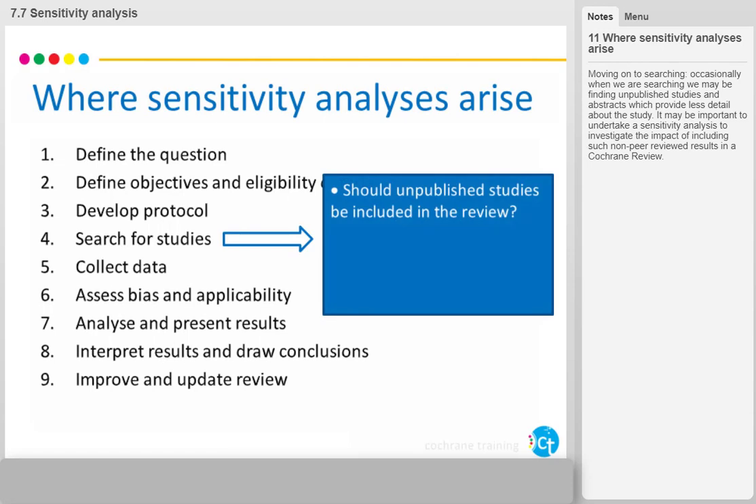Moving on to searching. Occasionally when we are searching, we may be finding unpublished studies and abstracts which provide less detail about the study. It may be important to undertake a sensitivity analysis to investigate the impact of including such non-peer-reviewed results in a Cochrane review.